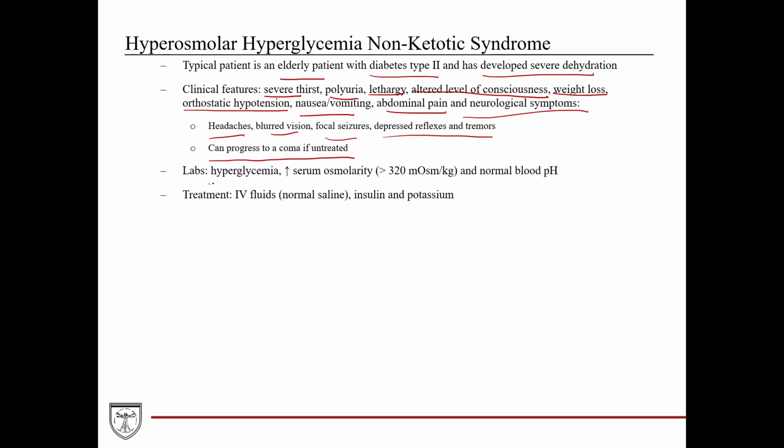So on the labs, they're going to have hyperglycemia. They're going to have increased serum osmolarity, so greater than 320. So if you measure the serum osmolarity, it's going to be significantly increased, hence the name hyperosmolar, hyperglycemic. But their pH will be normal because they don't have ketone bodies, hence the name non-ketotic. They're not going to have these ketone bodies, which are acidic. So the way you treat it is you give IV fluids that are isotonic with the bloodstream, so normal saline, lactated Ringer's. You give insulin and then potassium.